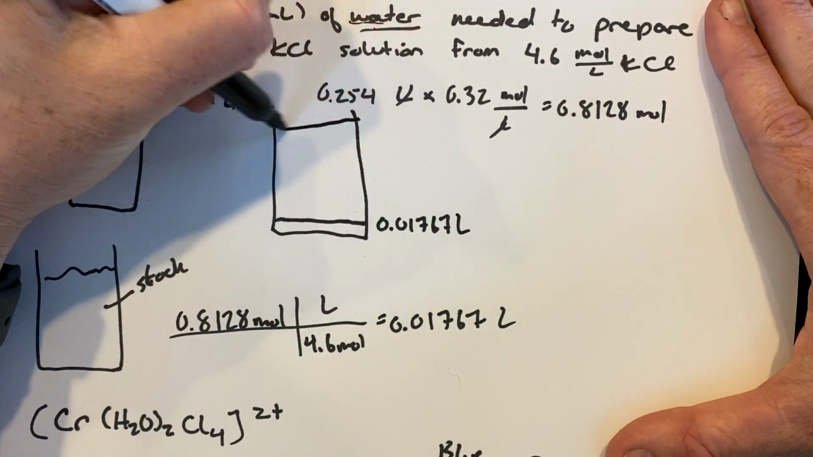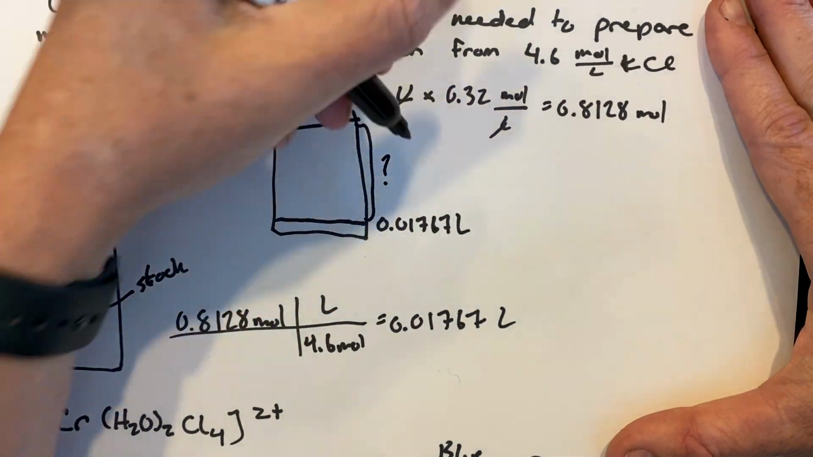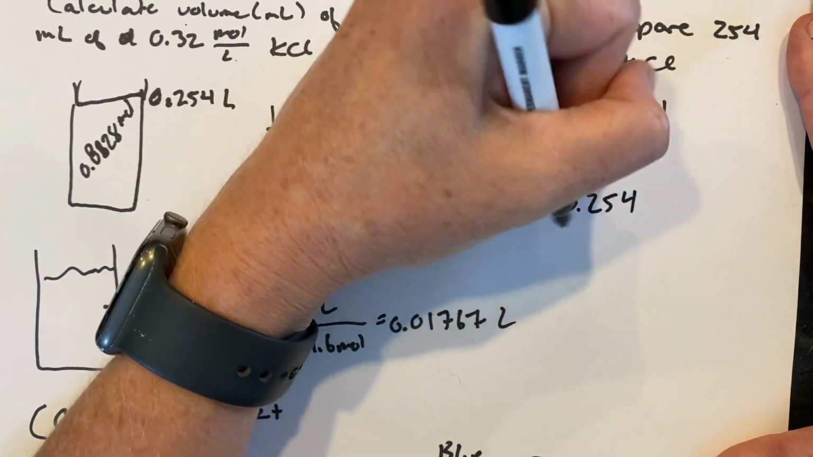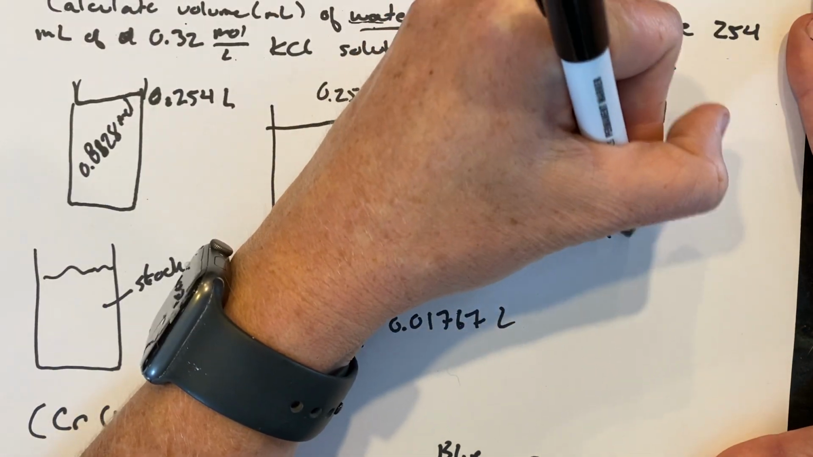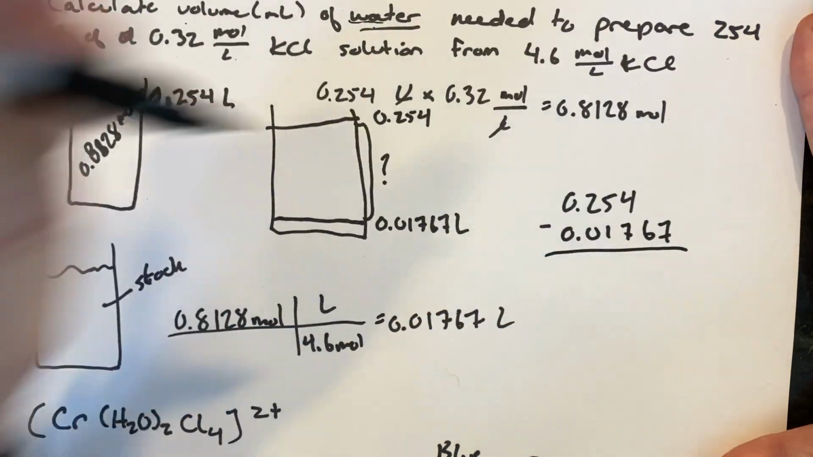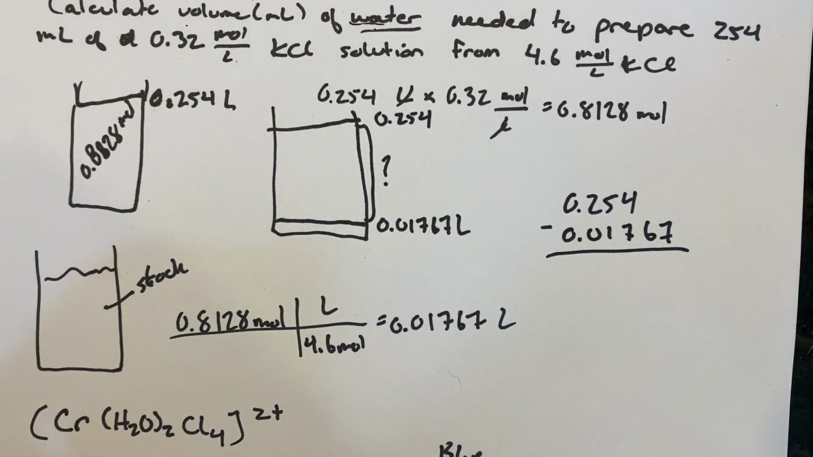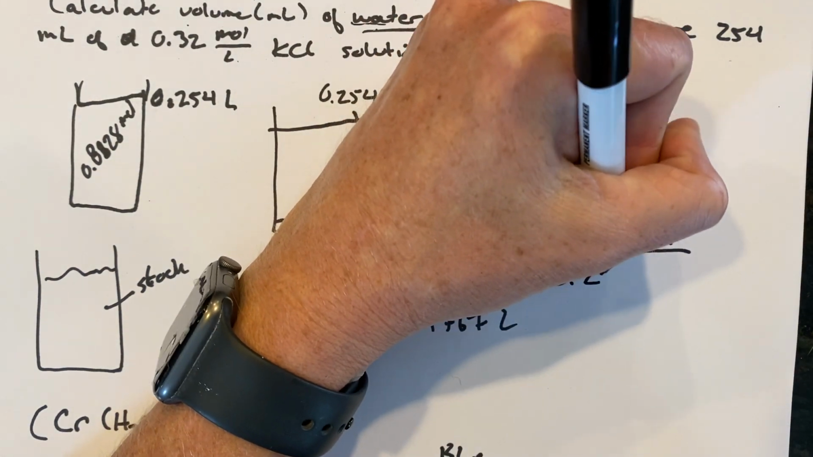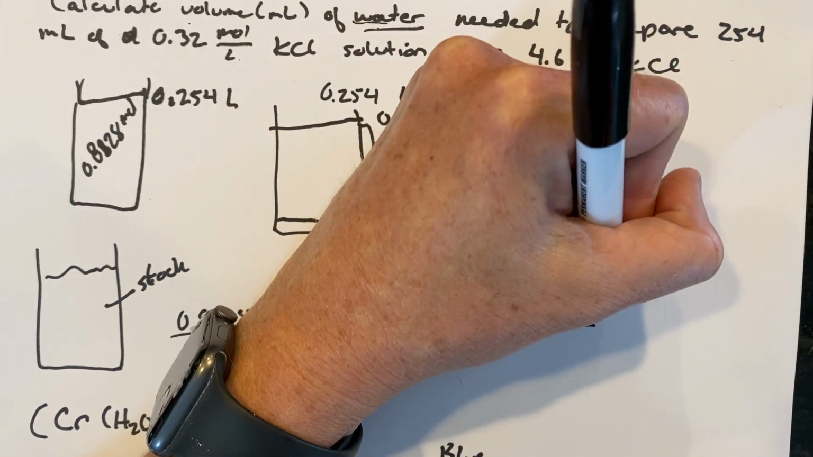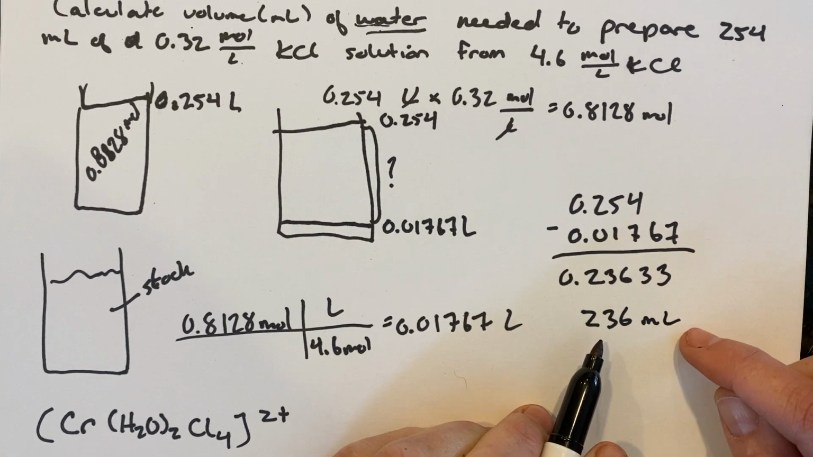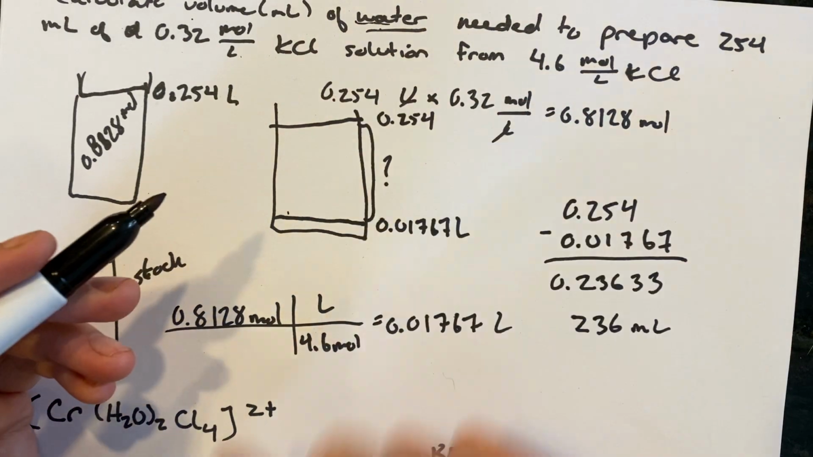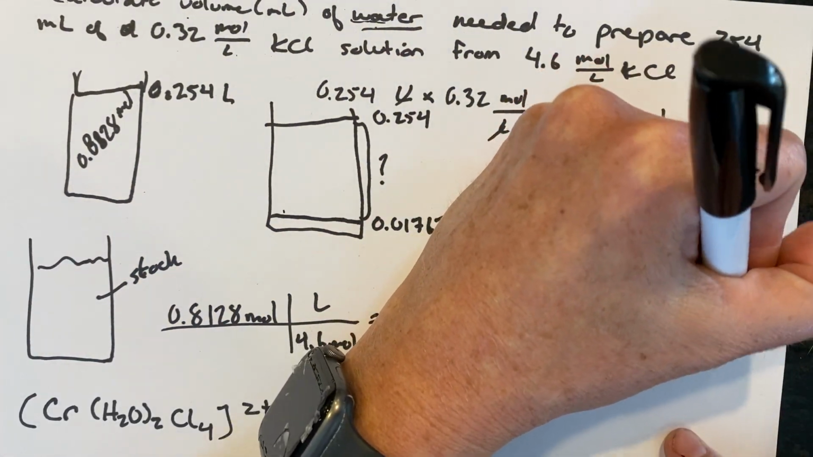So remember, we want 0.254. So if we start off by adding that little bit, there's 0.01767 liters. The question is, how much water do we need to dilute it with to get to the 0.254? Well, to figure that out, we take 0.254 minus 0.01767, and I get an answer of 0.23633. In other words, 236 milliliters. So you would have to take 236 milliliters of water and add it to the 17.7 milliliters of stuff, and that would be your answer that it's looking for.